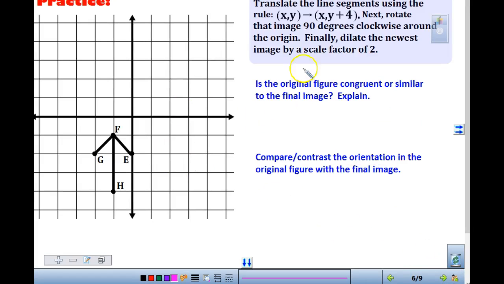That next one down said you were supposed to translate using this rule, which meant you were going up 4, then rotate it 90 clockwise, and then dilate. If you were looking at that, what did you and your partner say, congruent or similar? Similar. Our reason would be because, again, we had a dilation. So now, Leila and Kayla, what do you have? Orientation, same or changing?